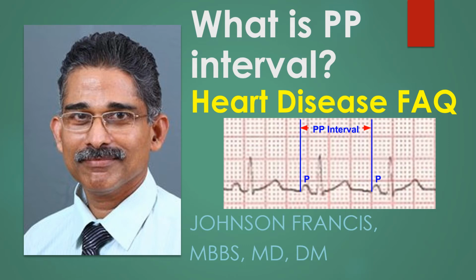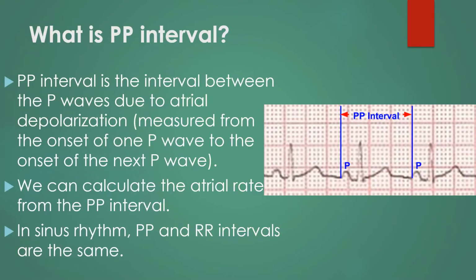What is PP interval on the ECG? PP interval is the interval between the P waves due to atrial depolarization. It is measured from the onset of one P wave to the onset of the next P wave. We can calculate the atrial rate from the PP interval.